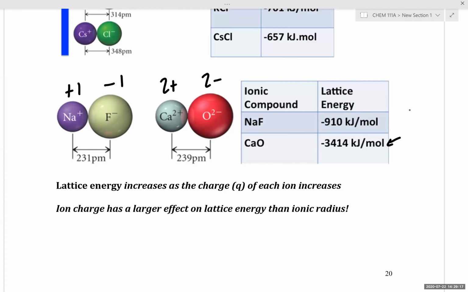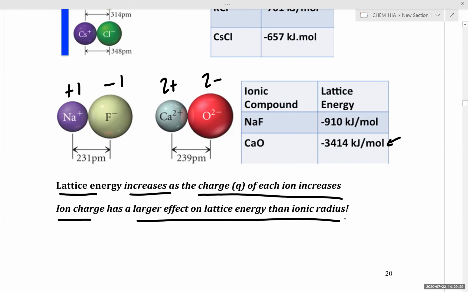The larger the charge, exactly right, the larger your lattice enthalpy. So lattice energy increases as the charge of each ion increases. Ion charge has a much larger effect on lattice energy. Perfect, perfect. Now, why does this matter? Why do we care?